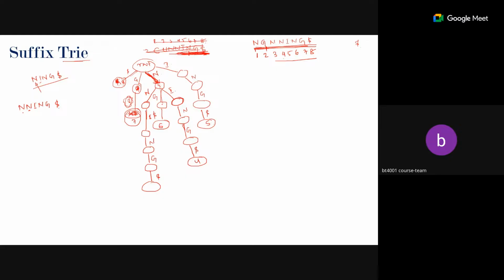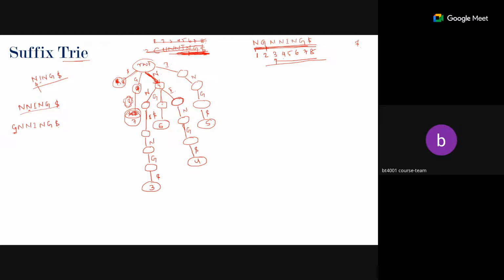Okay, and now this suffix is starting from the position 3, so we'll have the position 3 over here. Next we have GNNING dollar. So I'm going to look for the character. Let's write over here GNNING dollar. So we'll start with the character G, and we will look for the character G among the edges, or among the children of the root, basically among the weights of the edges or the other representation, whatever we are using to represent the edges. Okay, so we have an edge for the character G.